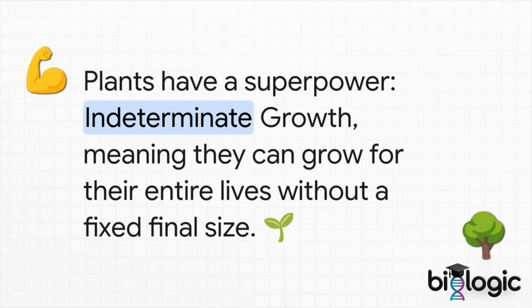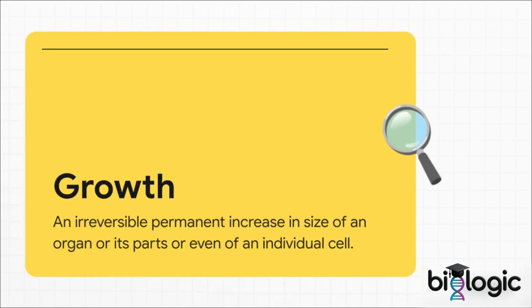All right, the first piece of this puzzle is something really special that sets plants apart from most animals. It's called indeterminate growth, and what that means is, unlike us, a plant doesn't really have a fixed size it's aiming for. It can just keep on growing for its entire life, always adding new bits and pieces. It's a genuine superpower.